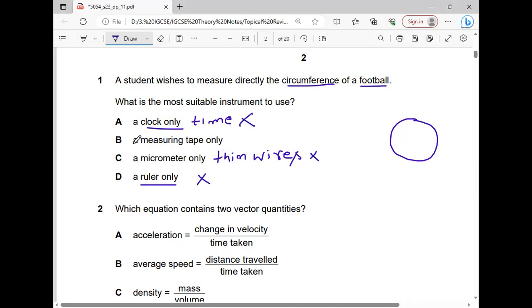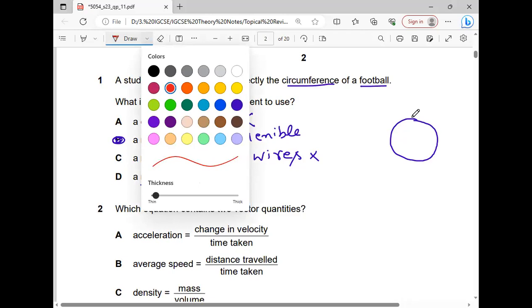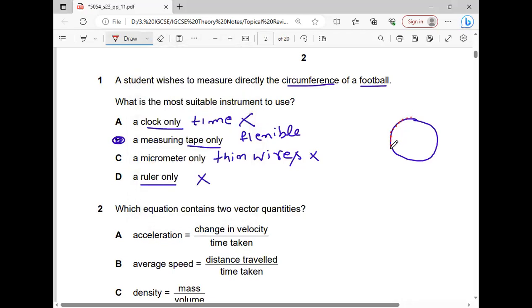So which option is being left? Option B, a measuring tape. Since a measuring tape is flexible, we can wrap it around the football in order to measure its circumference. So which option is correct? Option B is the correct answer.